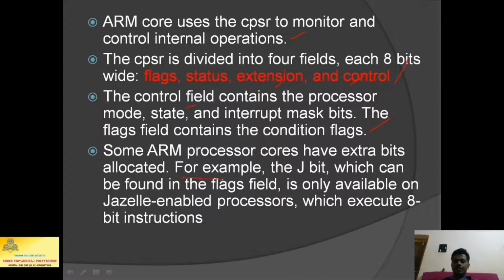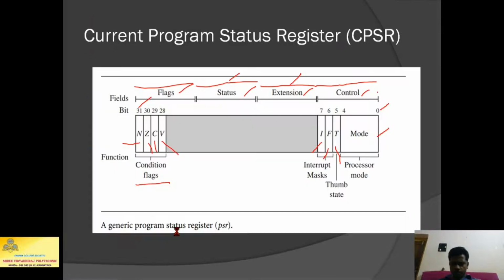That is the J bit. What is that J bit? It is found in the flag field and is available to a Jazzle-enabled processor, which executes 8-bit instructions. So I'll move to a previous slide.